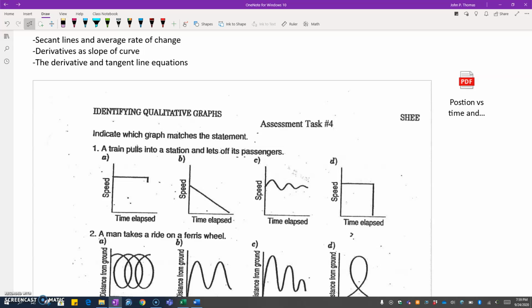In one, it says a train pulls into a station and lets off its passengers. As the train pulls in, you would expect it to slow to a stop. If the speed stopped too abruptly, that would be uncomfortable for the passengers. So I would say we can get rid of this one because that would be an immediate stop.